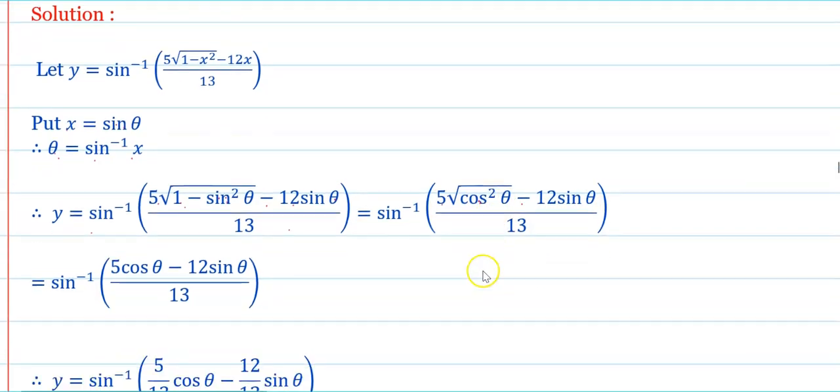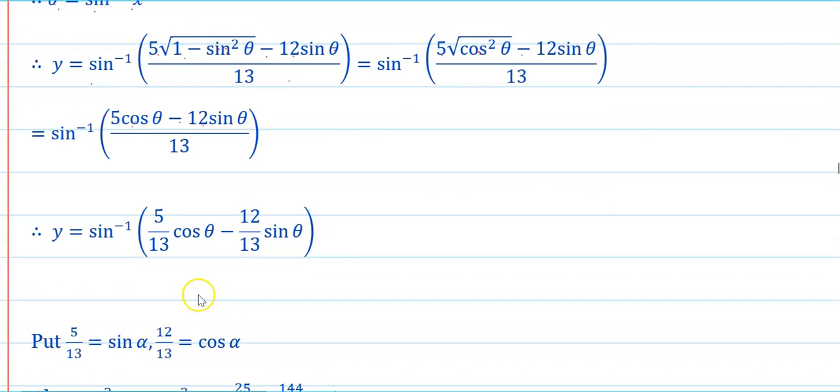What about the cos square and root? Root sign gets cancelled, square gets cancelled. Then you will get cos theta. 5 cos theta minus 12 sin theta upon 13. Separated: 5 upon 13 cos theta minus 12 upon 13 sin theta. Now outside we have sin inverse, so inside also there must be sin. Therefore here must be the sin. 5 upon 13 should be sin alpha.